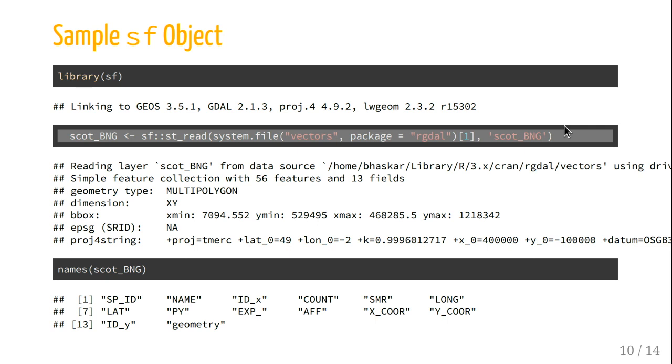And if you do names on the sf object, this is exactly like doing names on any data frame, and it's going to show you all the columns there are. And as you can see, these are exactly just like your regular data frame columns, except pay attention to the last column, which is called geometry. That is the SFC data type column that I talked about, which stores the geometry associated with that.